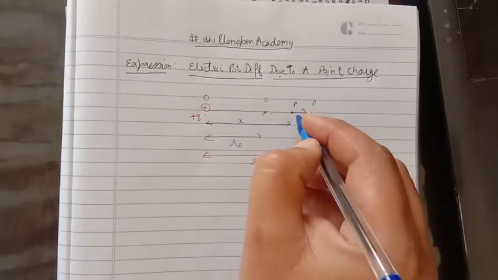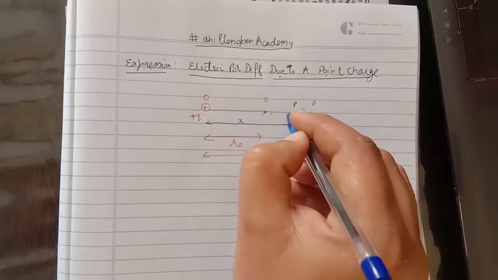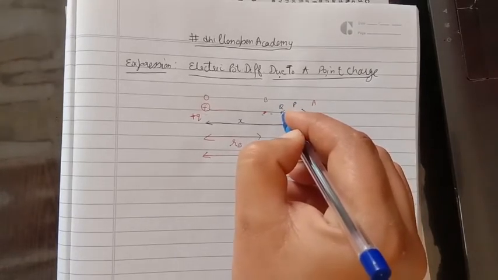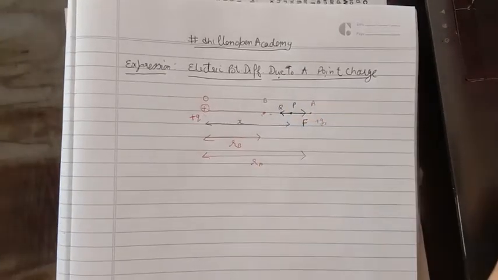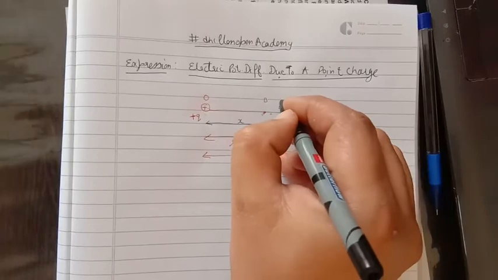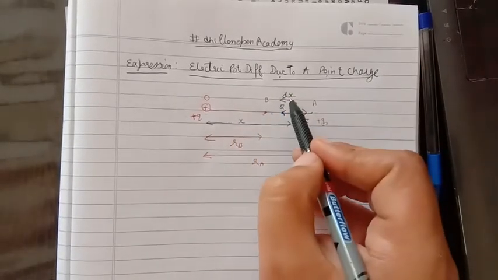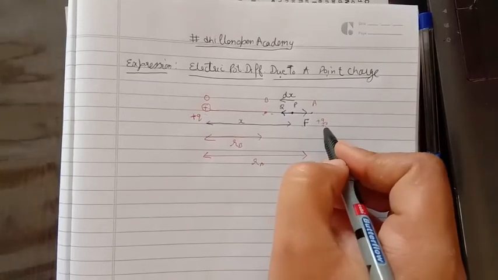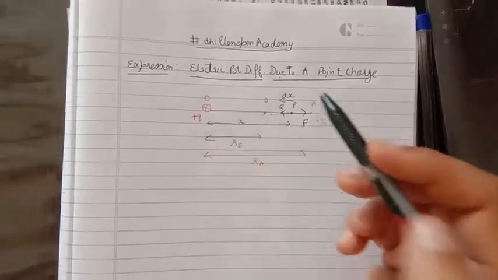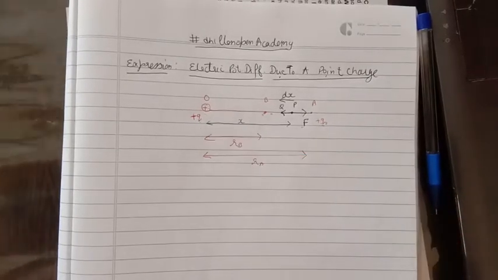Suppose against this force F, the charge is moved from point P to the point Q, by a small distance dx. This displacement dx which Q naught is experiencing is opposite to the force applied by Q. So it is work done against the force of the charge Q.